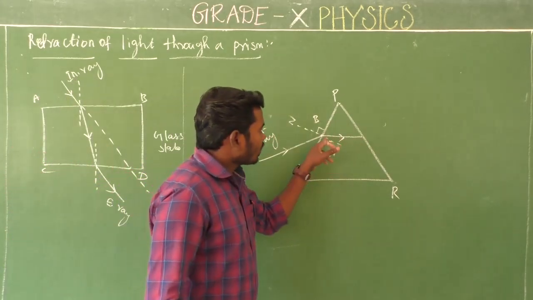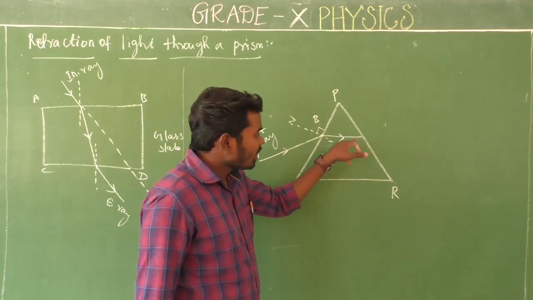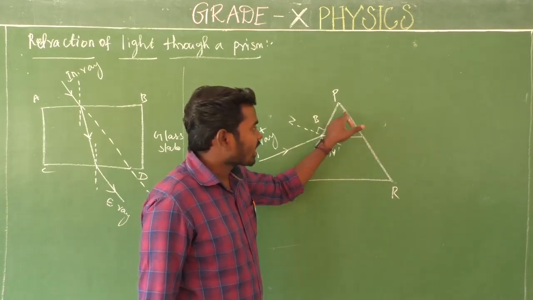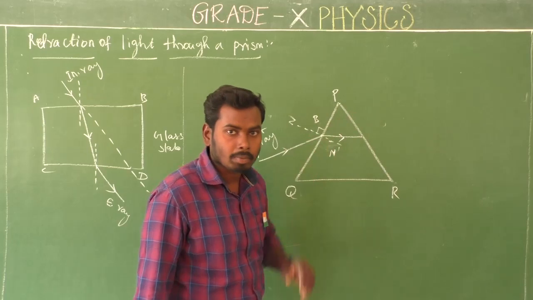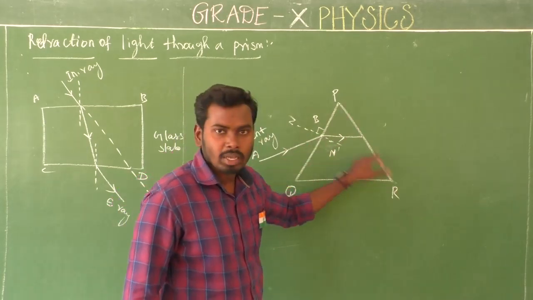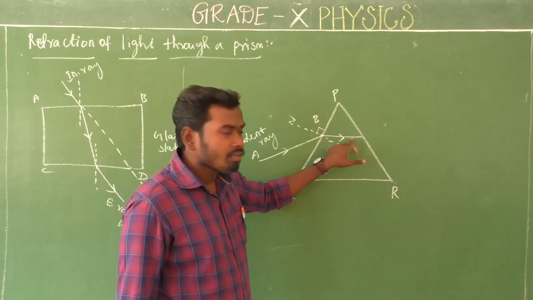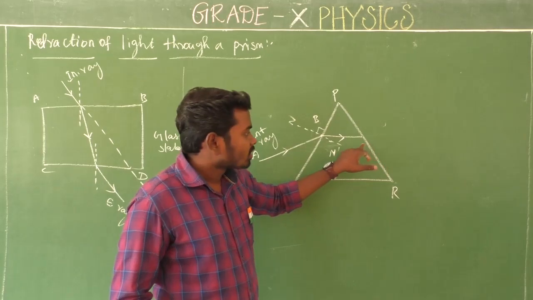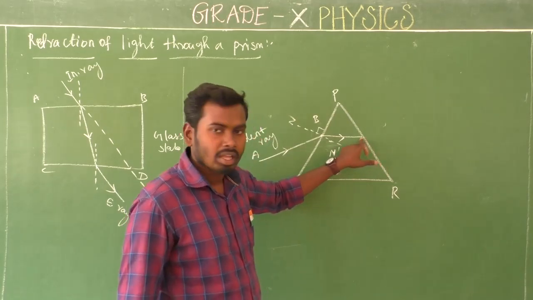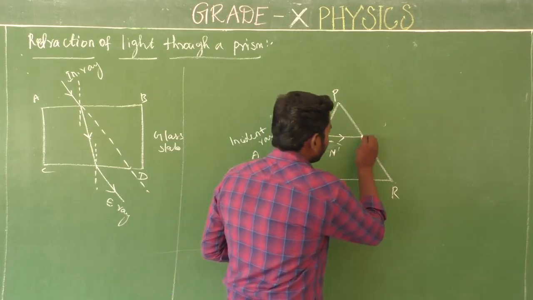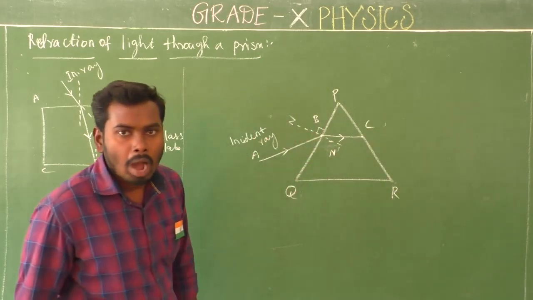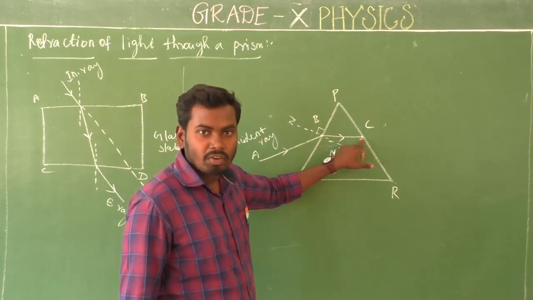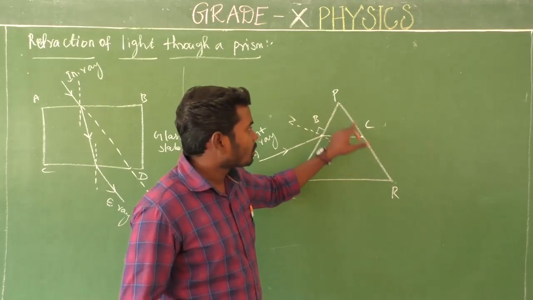So look here, this is the refracted ray. This refracted ray falls inside on the second face of the glass prism, PR. Here the refracted ray falls on the second surface of the glass prism. Consider that point as C. It is the point of incidence on the second face of the glass prism PR.